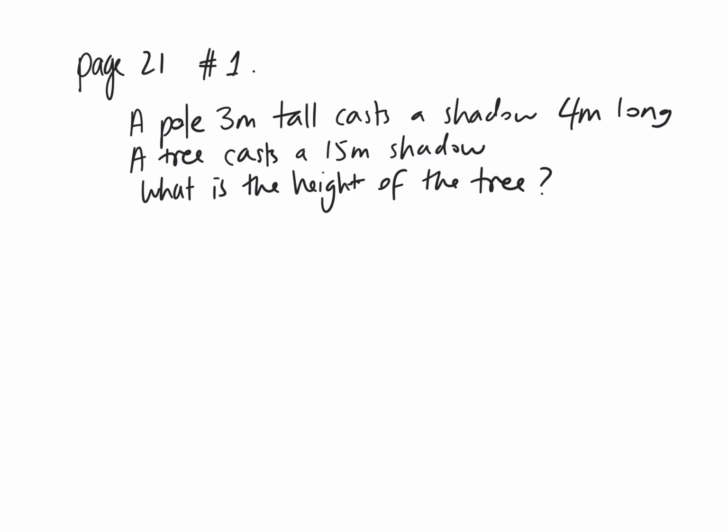Okay, so first things first, we're gonna draw a picture. We have a pole that's 3 meters tall. So let's draw a pole. There's my pole. It's 3 meters tall, so from here to here is 3 meters. And it casts a shadow. The shadow's on the ground. So here's the shadow. The shadow is 4 meters.